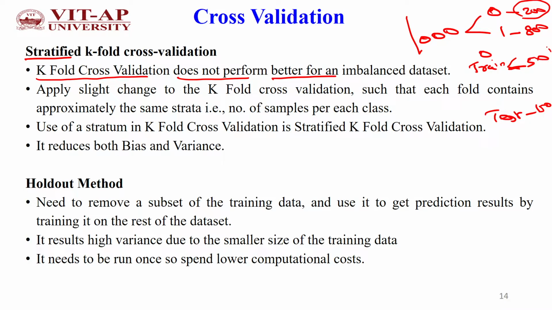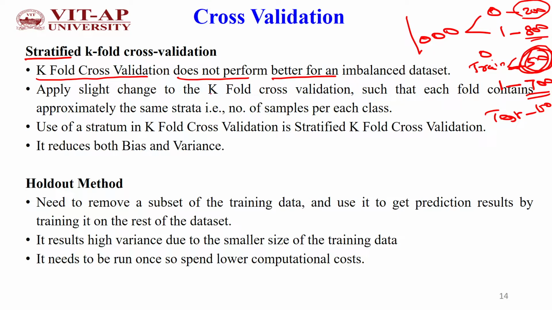So here you see 50 samples for training, but suppose I take the class 1 samples, which may be 700. You see class 1 samples are 700, but class 0 samples are only 50. So this is called an imbalanced data set. In this case K-fold cross validation is not suitable.